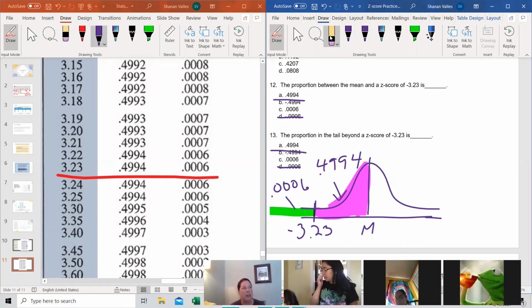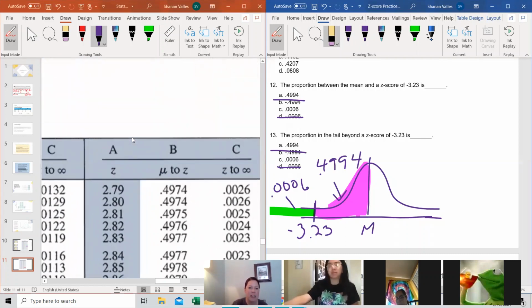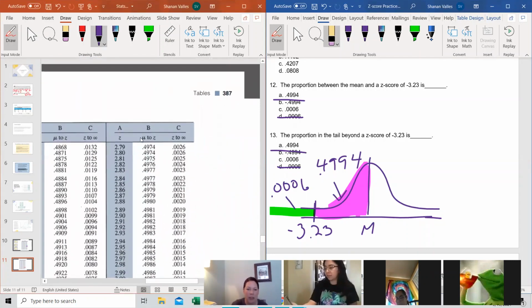I know sometimes we talk about all of this stuff and you as students are sitting there just thinking, what do I need to know for the test? Or what's a little trick that can help me on the test? That right there. I keep showing you this one up here, and it tells you exactly what it is. If you wanted to write on there, like this one is the mean to the Z and this one is in the tail, go for it.